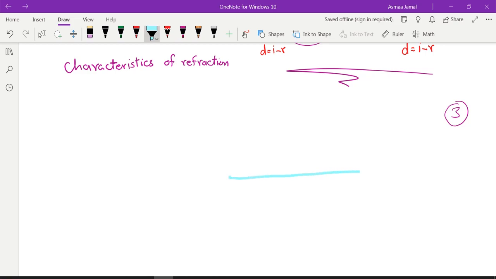Let's say that's the plane and that's our normal, perpendicular to the plane. Here we have the incident light and that's the refracted light. A very small part of the incident light will reflect too. So here we have refraction, and a very small part here will reflect, which means we have reflection here.